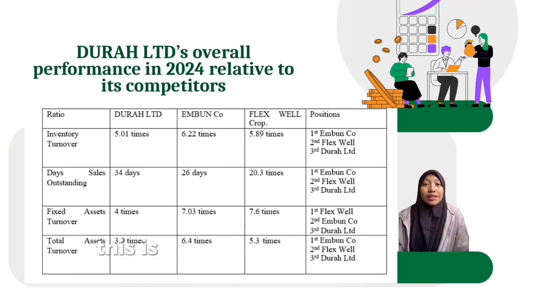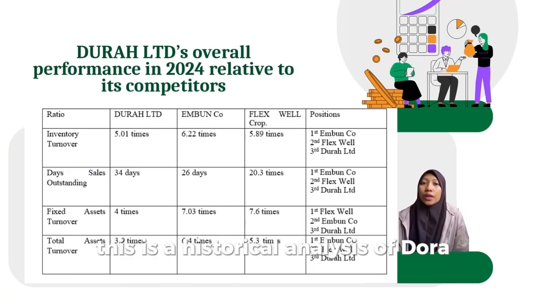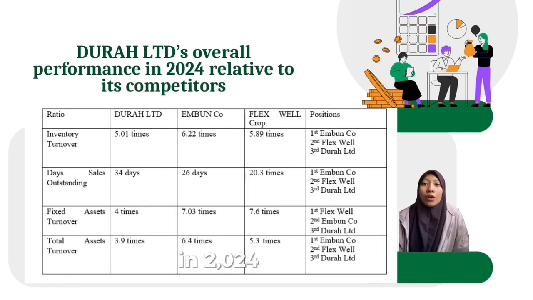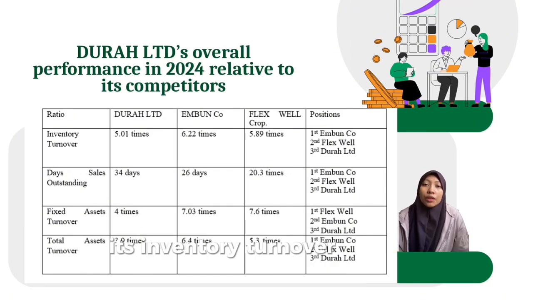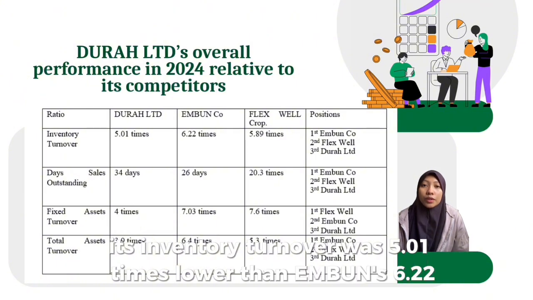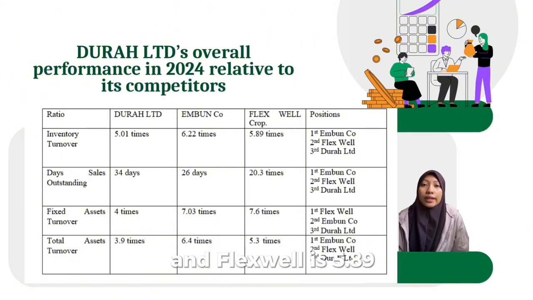So basically, this is a historical analysis of Durrah Ltd's current performance. In 2024, Durrah Ltd underperformed compared to its competitors, Embun Co and Flatswell Corp. Across all key efficiency ratios, its inventory turnover was 5.01 times, lower than Embun's 6.22 and Flatswell's 5.89, indicating less efficient inventory management.